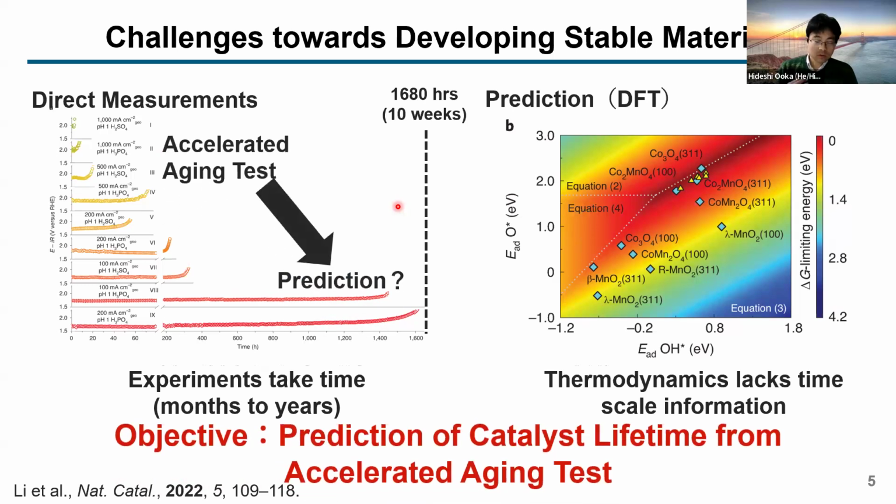And so one of the main targets I'm working on is, can we predict the catalytic lifetime from, for example, accelerated aging tests or some different experimental data? And this is why I'm working on trying to make a theory of catalysis.